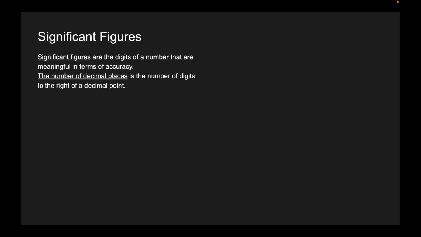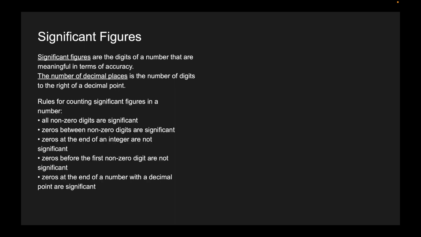Significant figures is a fundamental topic, as often in the final exams you might lose some points due to an incorrect number of significant figures in the answer. Significant figures are the digits of a number that are meaningful in terms of accuracy. The number of decimal places is the number of digits to the right of a decimal point. There are several rules which will help you to understand how to count significant figures.